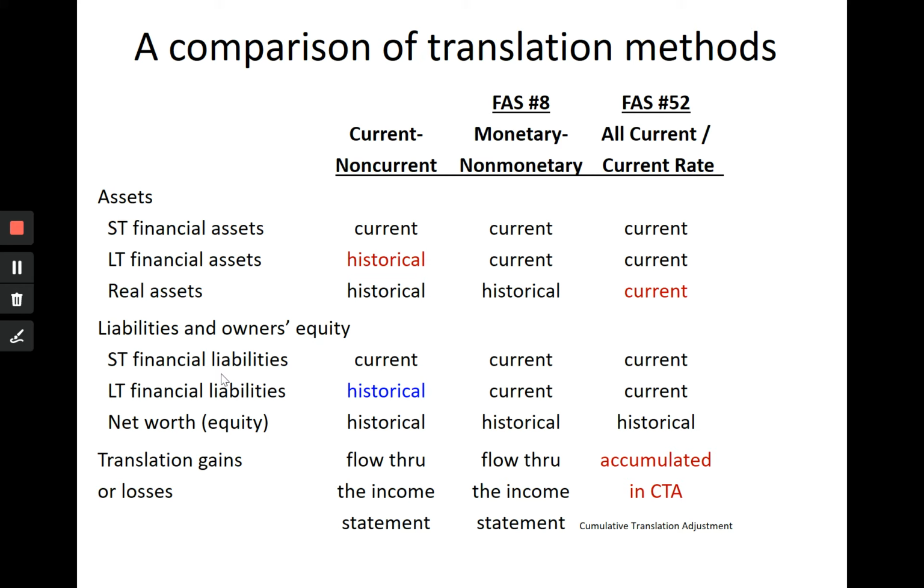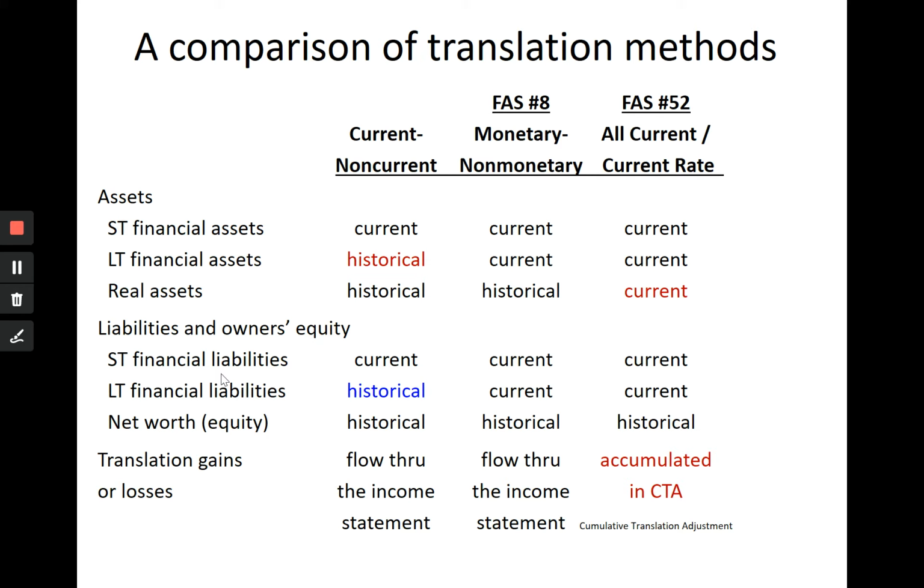If you look at the last column, it's very easy. Everything is current except for net worth or equity, which is historical. So the current rate is quite easy for remembering, for exam purposes, and in practice it's user friendly.